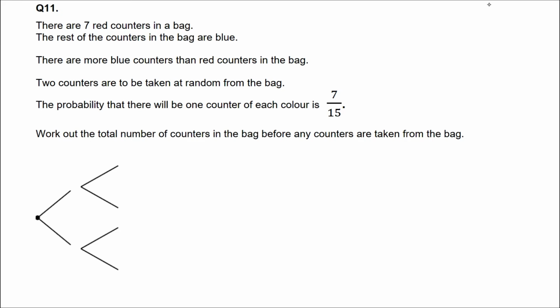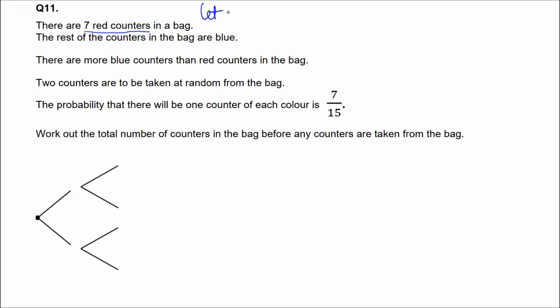In this question, we are informed that there are 7 red counters in a bag. So the rest of the counters in the bag are blue. First of all, you can say let the number of blue counters be x.